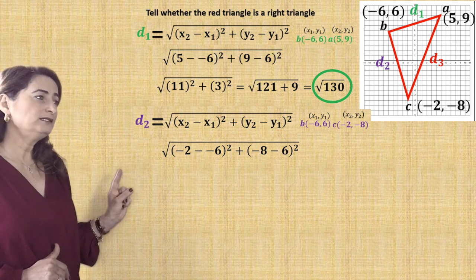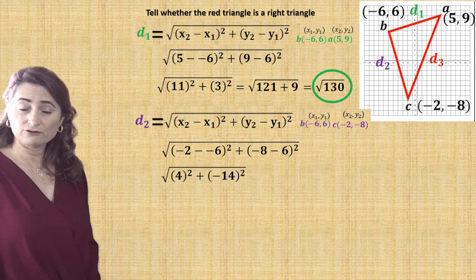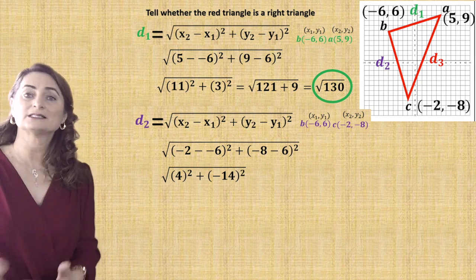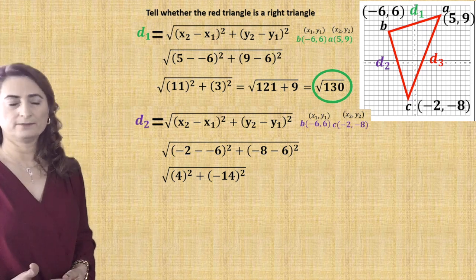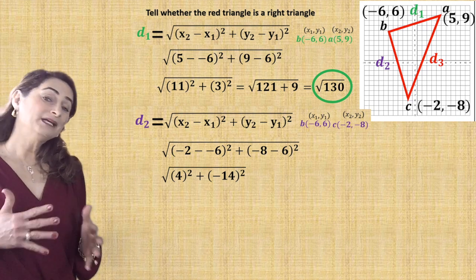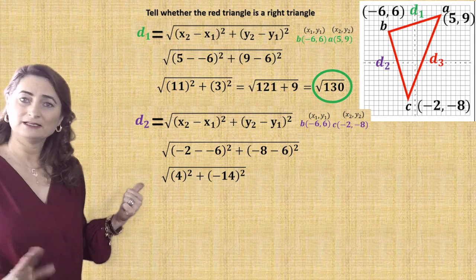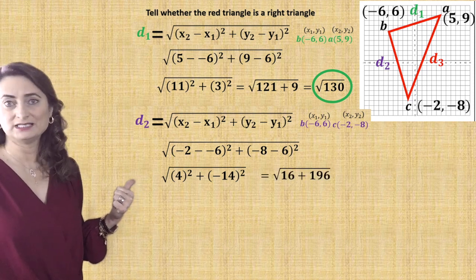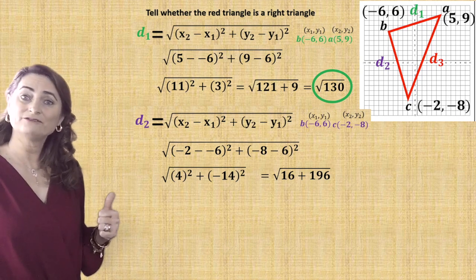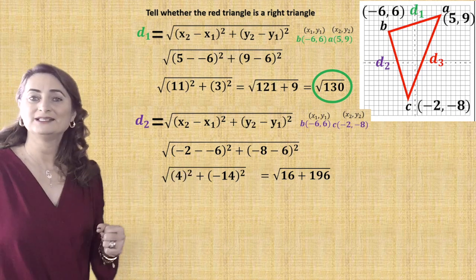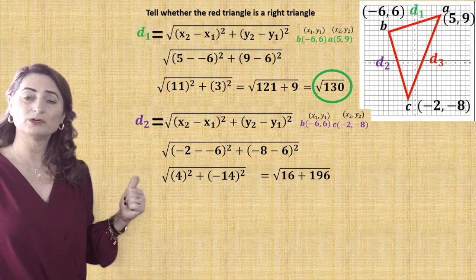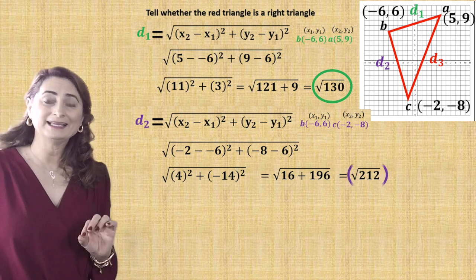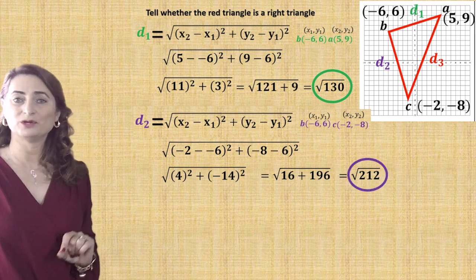Now evaluate. Negative 2 minus negative 6 is 4, still squared, plus negative 8 minus 6 is negative 14 squared. Now, because the numbers are negative, it doesn't make a difference because you need to square it. 4 times 4 is positive 16. And negative 14 times negative 14 is positive 196. So if you get a negative number before squaring, it's okay. Equals the square root of 212. Again, remember, it's still under the square root.